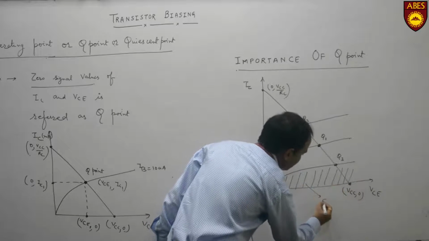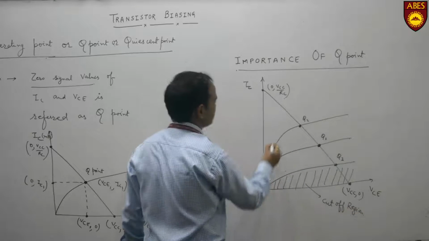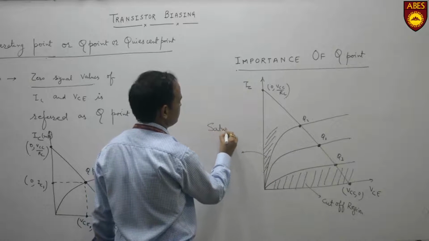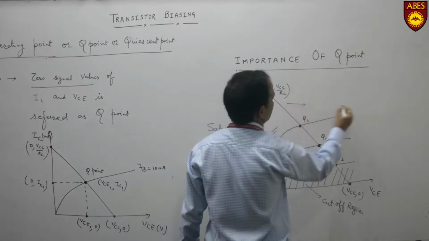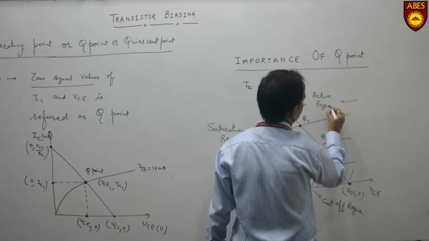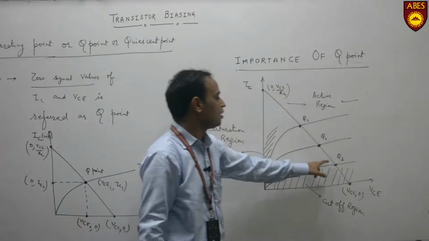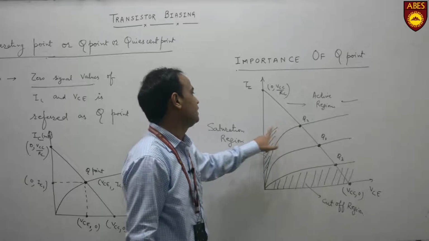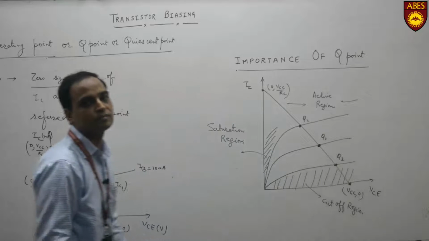As we are very much aware, this region of the output characteristic is called the cutoff region. This region is referred to as the saturation region. And this region of the output characteristic is referred to as the active region. Now we have 3 points. Q3 indicates a point which is very near to the cutoff region. Q2 indicates a point which is near the saturation region. And Q1 is the point which is in the middle of the active region.